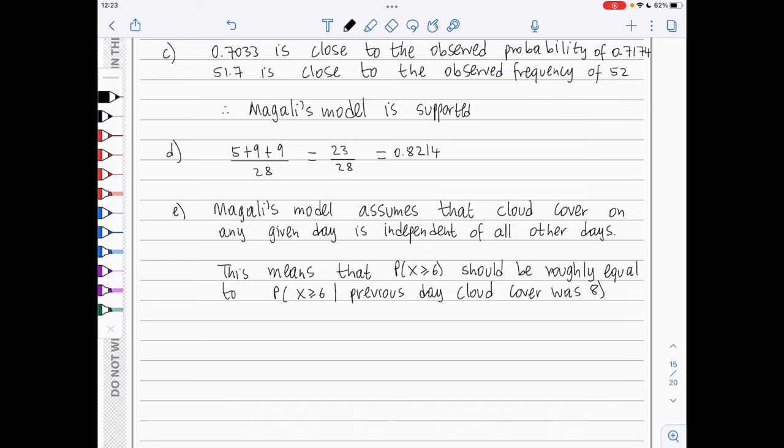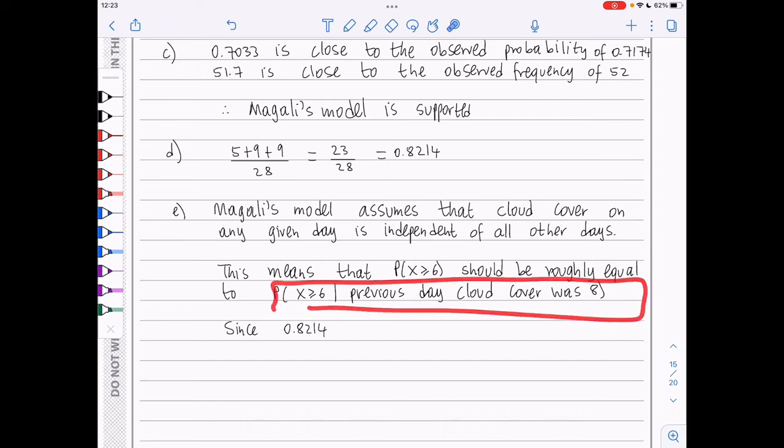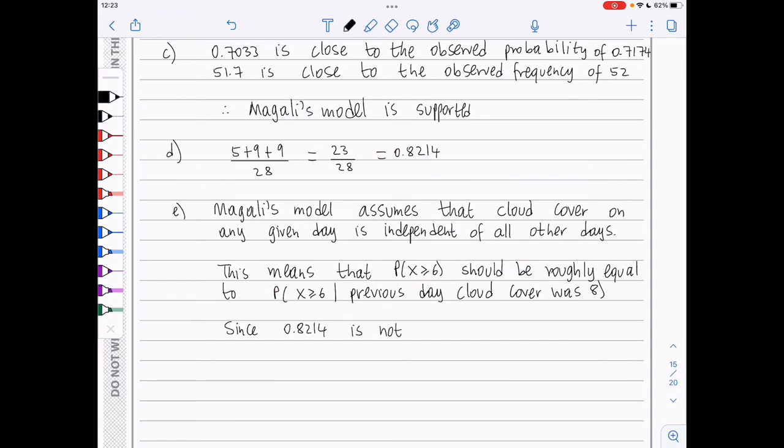Now, since 0.8 to 1,4, which is this part here, obtained from D, is not close to 0.7033, which is the unconditional probability we obtained at the very start of the question, Magalis's model is not valid. So the assumption of independence seems to be violated.